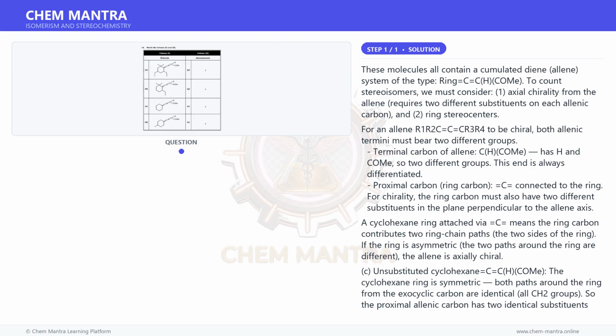Next, cyclohexane with gem-dimethyl at C1 and ethyl at C2, adjacent to allenic carbon C1. The ring is unsymmetric. The allene has axial chirality, 2 configs. C2 bears ethyl, H, and 2 different ring paths. C2 is a stereocenter, 2 configs.